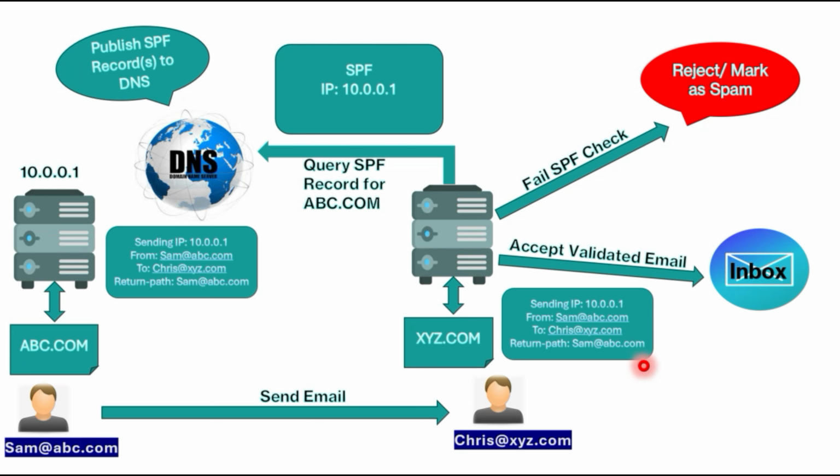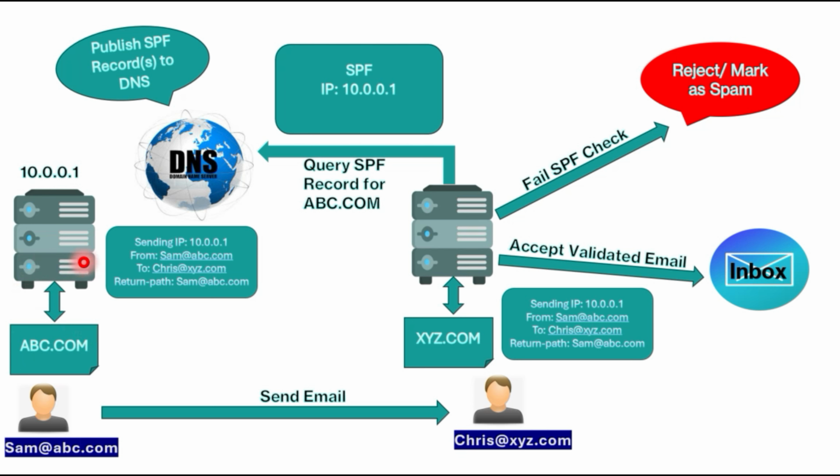But how does the server verify that the connecting IP address or the sending IP address belongs to the abc.com domain? To do this, the recipient server will query the public DNS of abc.com using the domain name from the from address. So the public DNS will return the SPF record details for abc.com, and the recipient server will check whether the connecting IP address or the sending IP address is included in the SPF record or not.